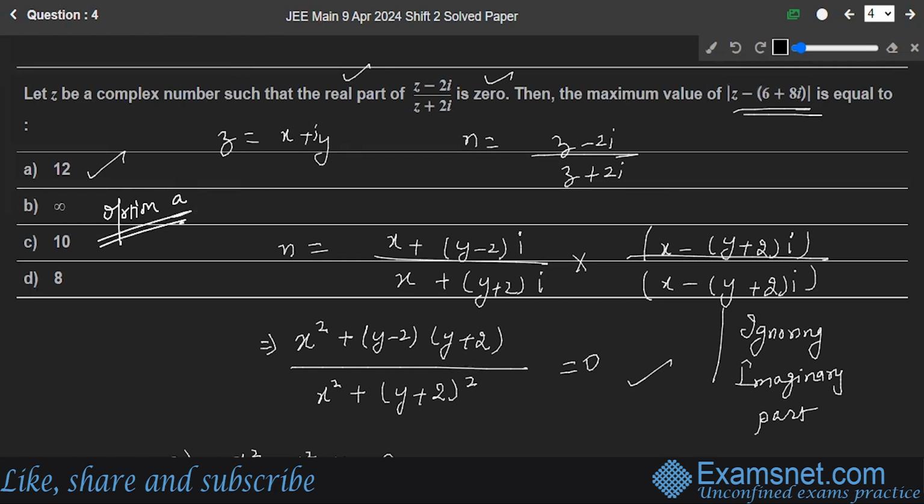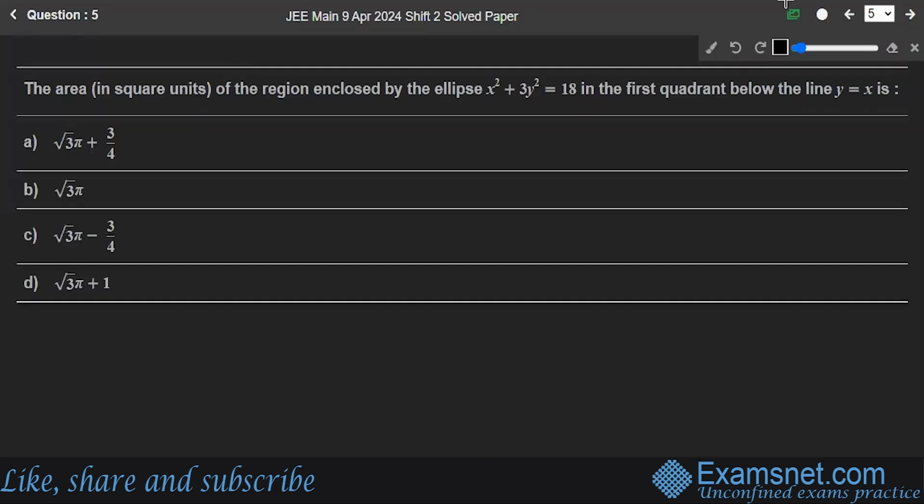Hope you understood. Let's move to the next question. Question number 5. The area in square units of the region enclosed by this ellipse in the first quadrant below the line y is equal to x. So if this is the equation of the ellipse and this is your line y is equal to x, you want to have this area of the shaded portion. Let's find out.